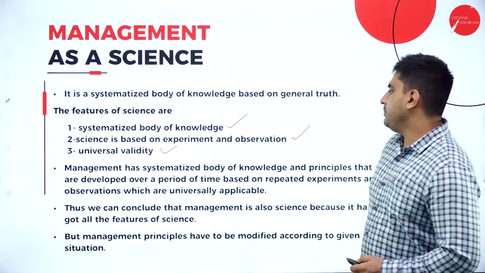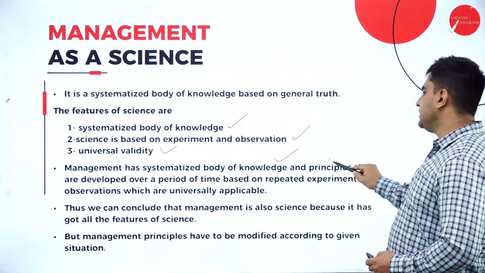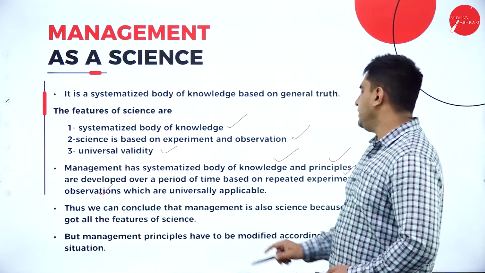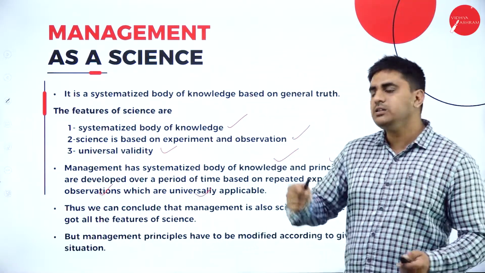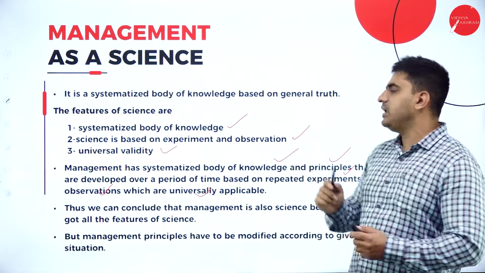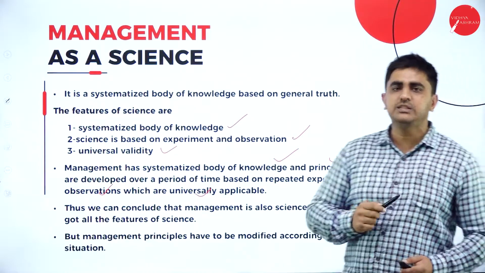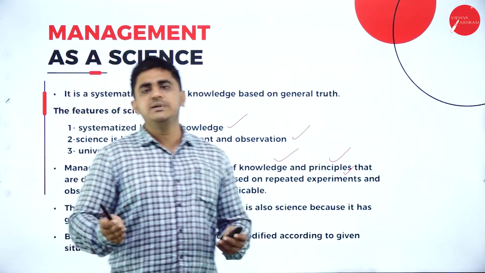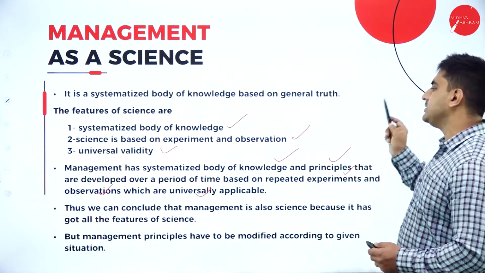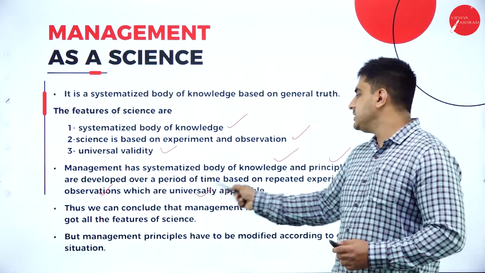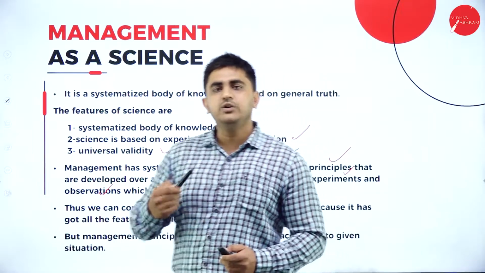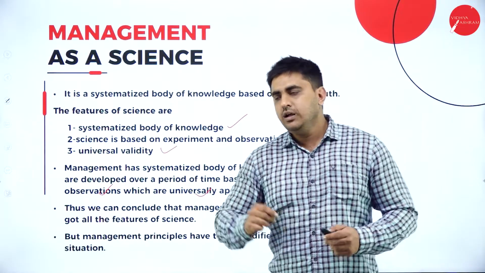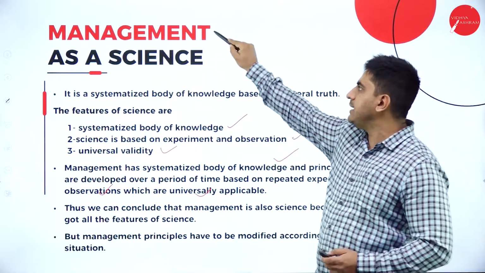Let us see how. Management has a systematized body of knowledge and principles that are developed over a period of time based on repeated experiments and observation, which are universally applicable. See, all the features of science are also available in management. Management also has principles, like scientific principles, which wherever you apply, they will hold good. Wherever business activities take place, wherever you apply management principles, you can solve the problem. And management principles are also universally applicable. That is, wherever in the world you go, wherever business activities take place, you apply management principles, you can solve the problem.